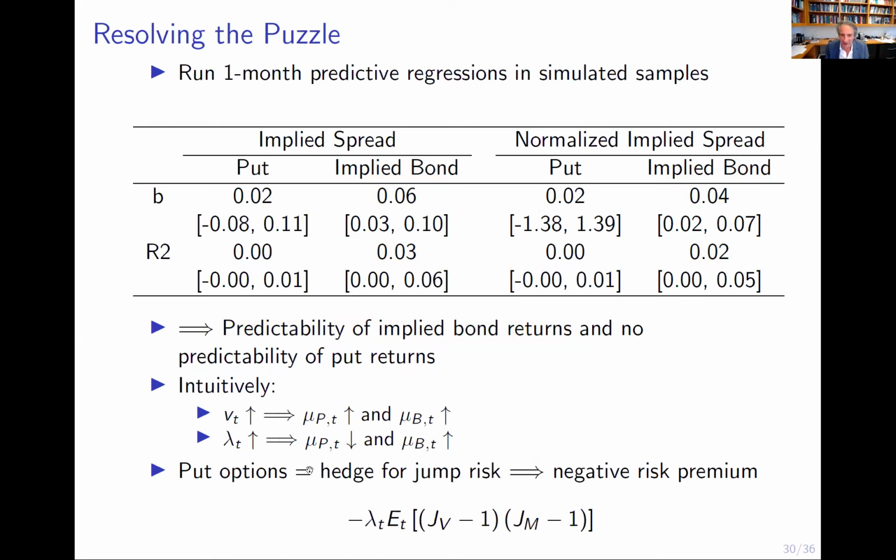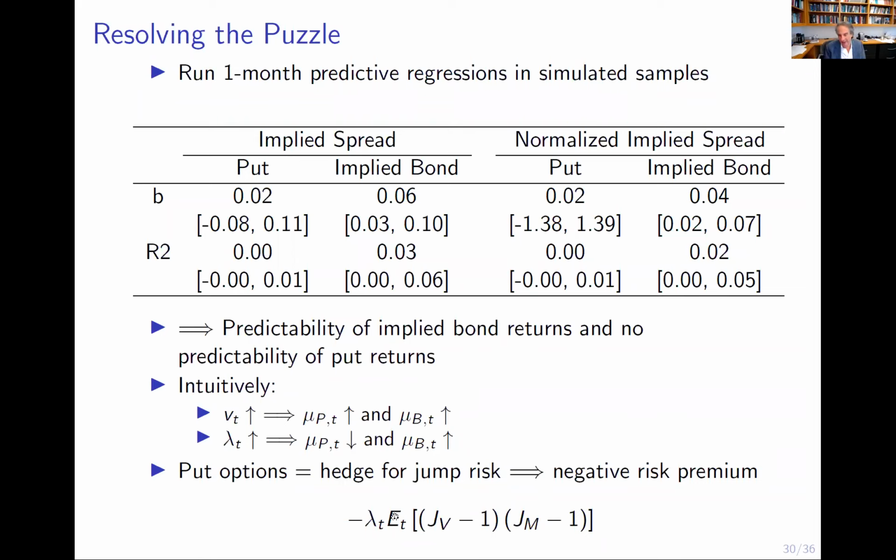Very intuitive. But now think about higher jump intensity. Higher jump intensity increases the expected return on bonds, as you would expect, since they are riskier. However, there is a hedge component for put options. With higher intensity, the put options become good hedges, which means the risk premium actually gets even more negative.